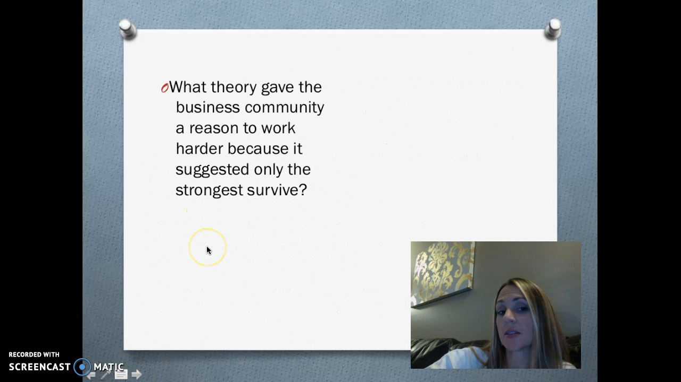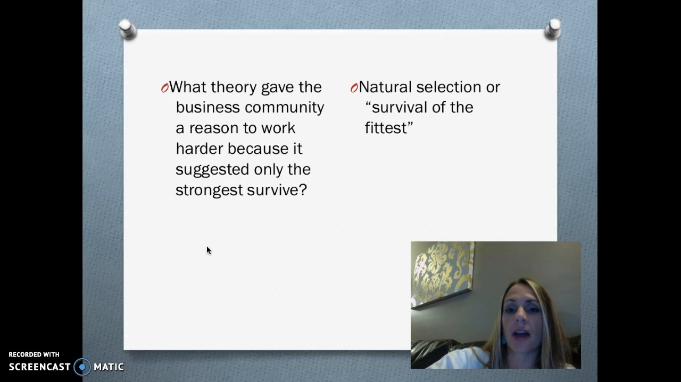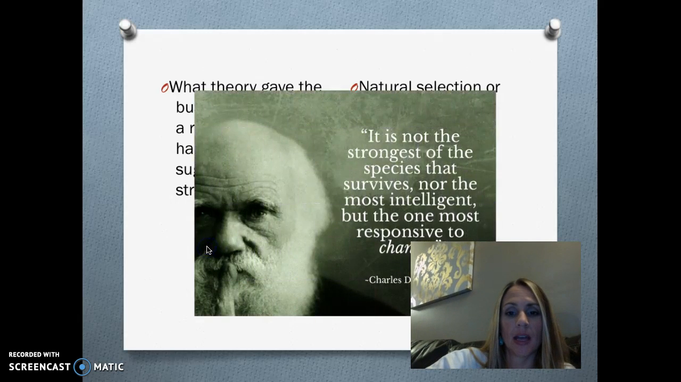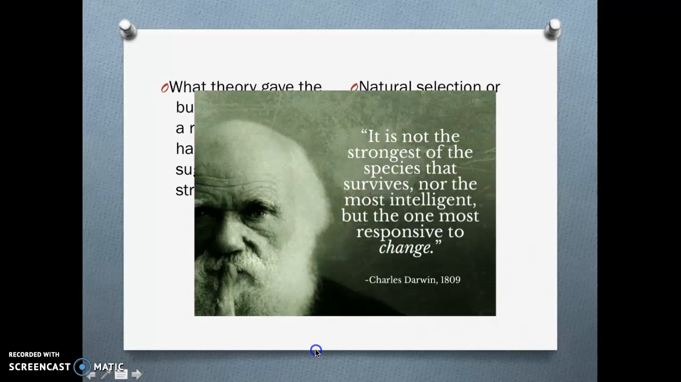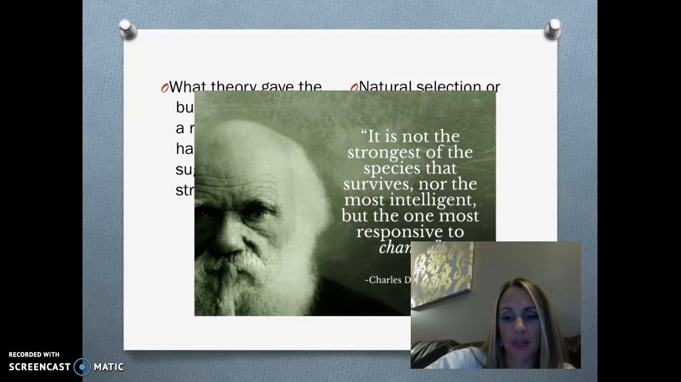What theory gave the business community a reason to work harder because it suggested only the strongest will survive? That would be natural selection or survival of the fittest. And this, of course, is Charles Darwin. And it is not the strongest of the species that survives, nor the most intelligent, but the most responsible to change. I like that.